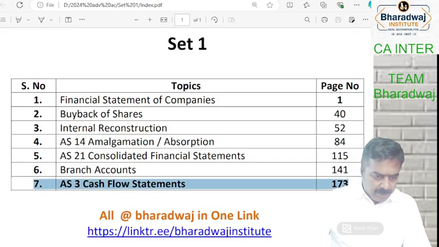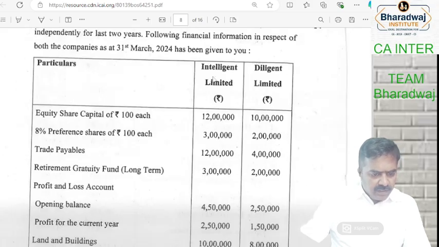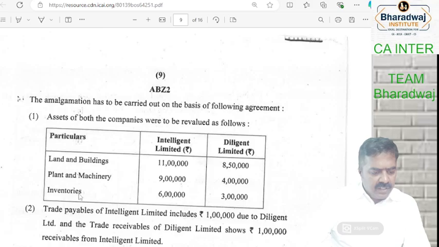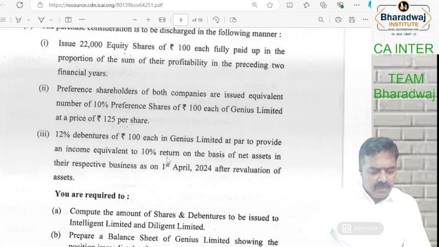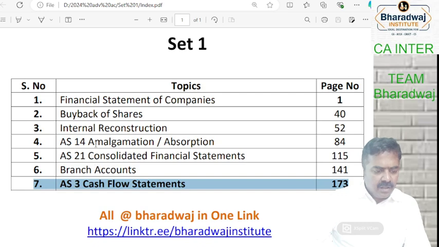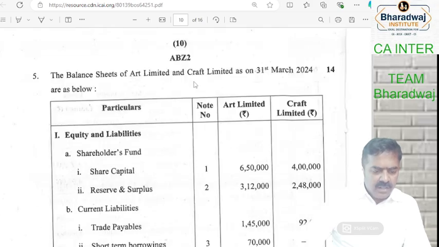That is the cash flow statement. Next, they are giving you Intelligent Limited, Diligent Limited. They have given various things about amalgamation. Find out shares and debentures to be issued and prepare the balance sheet. Amalgamation or absorption is tested.